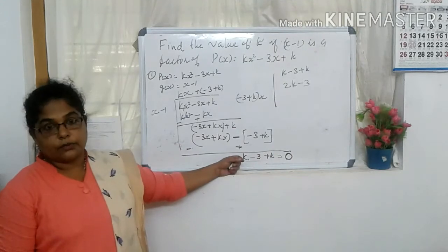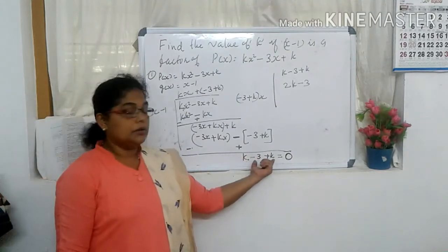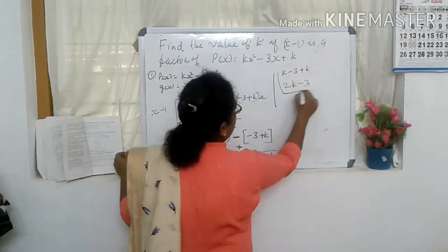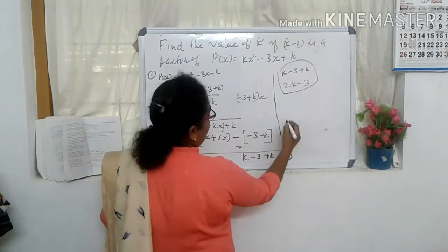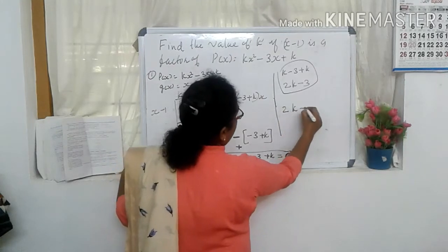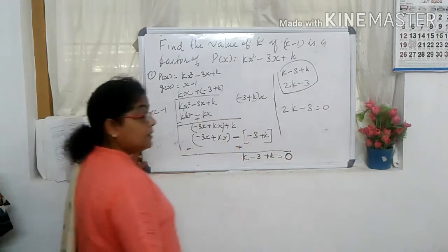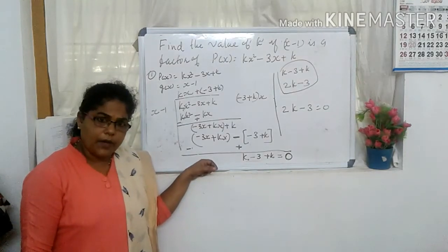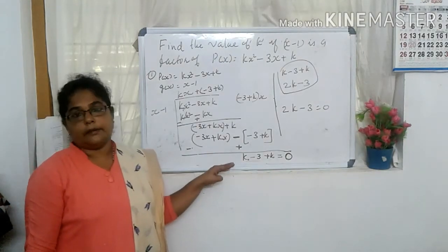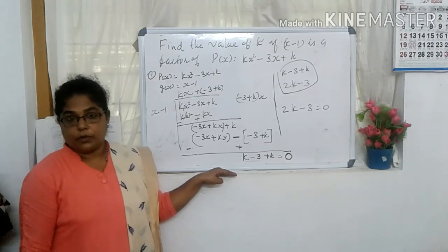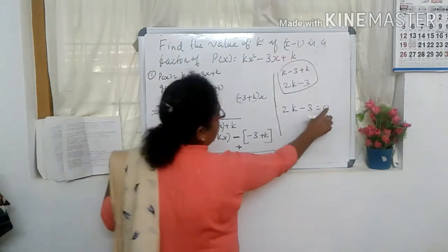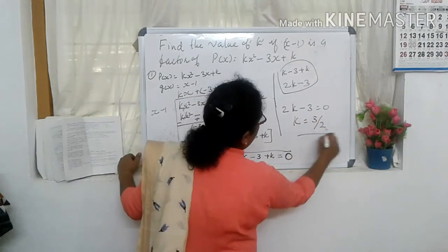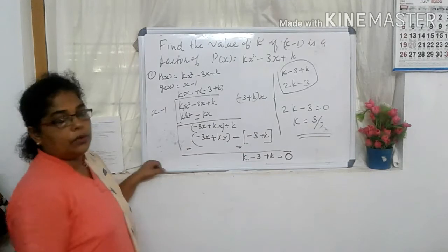I hope you understood. So this 2k minus 3 equal to 0. How does the 0 come? Because it is given that x minus 1 is a factor, so we can take 0 as the remainder here. So 2k minus 3 equal to 0. Therefore, what is the value of k? k is equal to 3 by 2, we are getting after solving.